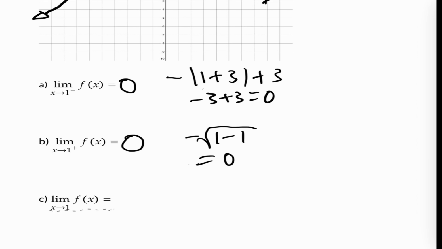This next one says limit x approaching 1. Luckily, since we already figured it out from the right and the left side, and they both approach 0, this will also be 0.